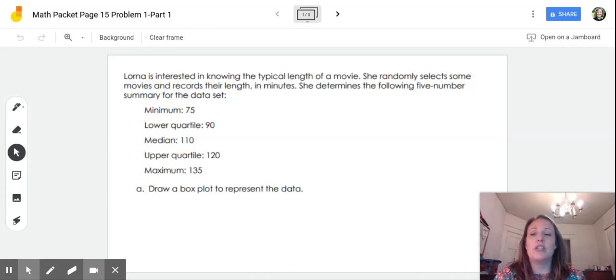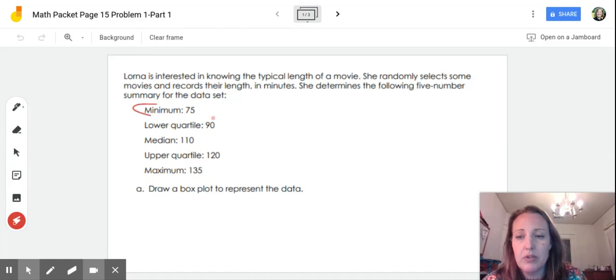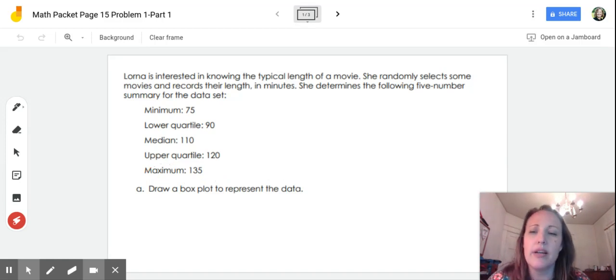All right, so she has a minimum value. Minimum, you recognize that. The lower quartile, the median, the upper quartile, the maximum. That lower quartile, when you were studying this in class, you might have called Q1. The median is Q2, and the upper quartile is Q3, or quartile 3.